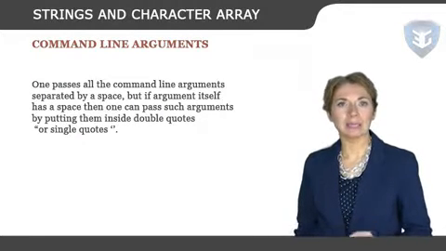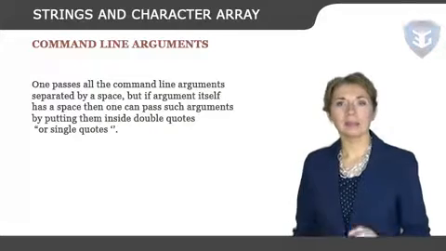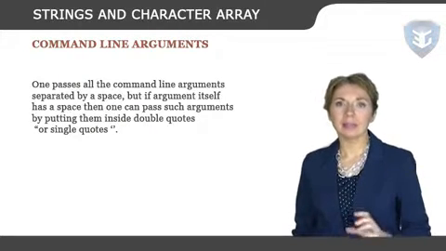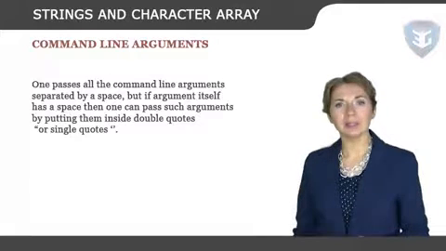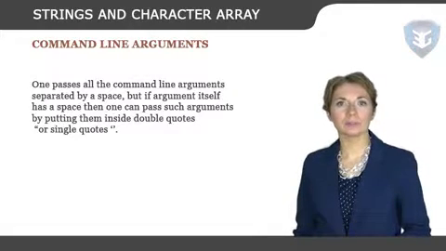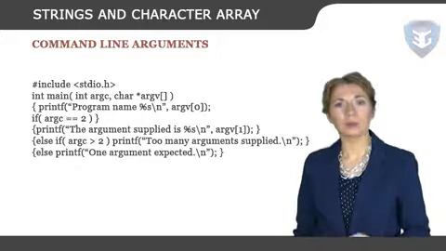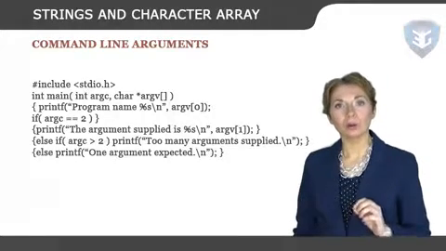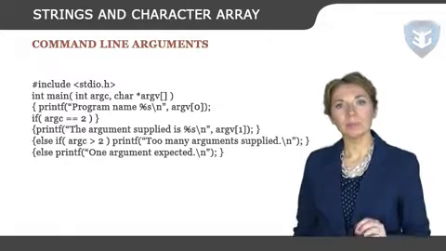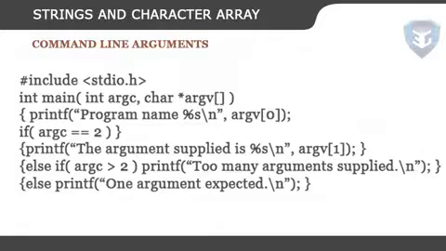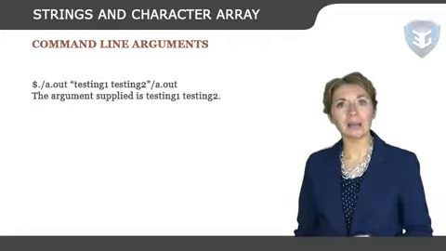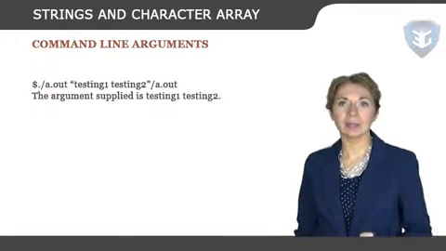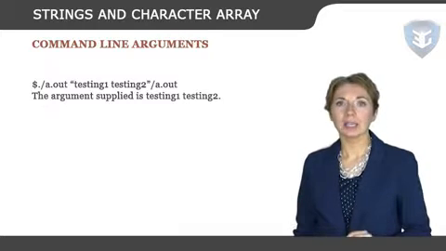One passes all the command line arguments separated by a space. But if the argument itself has a space, then one can pass such arguments by putting them inside double quotes or single quotes. Let's look at the example once again, where one will print the program name and also pass a command line argument by putting it inside double quotes. When the code is compiled and executed with a single argument separated by space but inside double quotes, it produces the result as shown.